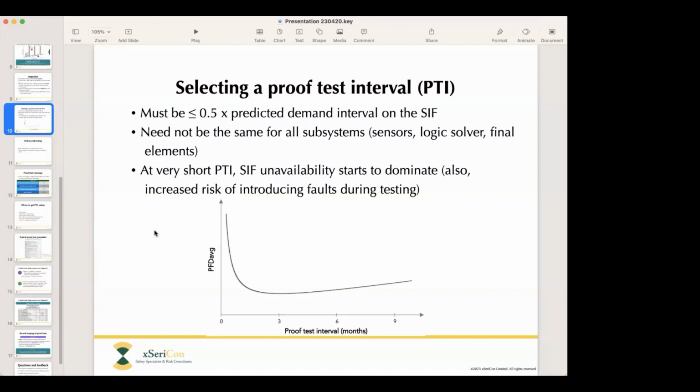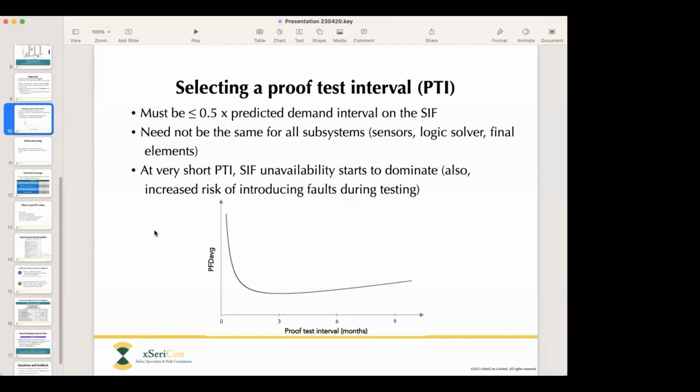However, it is a requirement of the standard that the proof tests need to be executed at least 2 times for every predicted demand on the safety function. So if your calculations, for example, from LOPA, layer of protection analysis, show that you expect a safety function on average to have a demand of, let's say, once every 2 years, then that means that your proof test needs to be at least once per year.